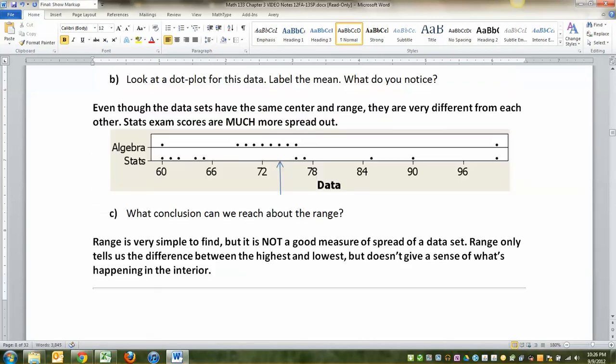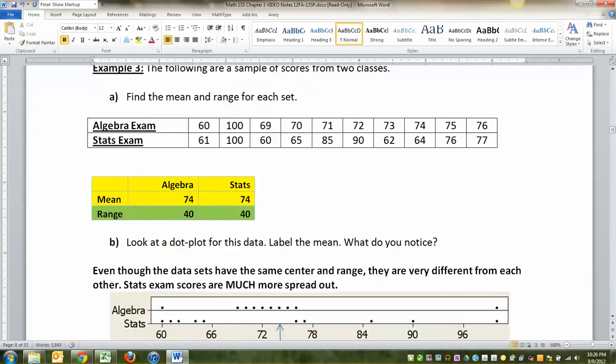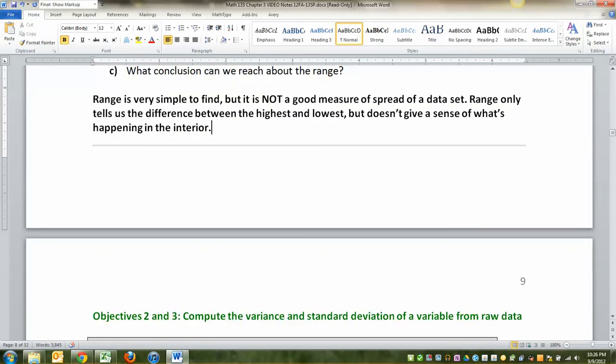All right. We've done range. We've found out how to find it, and we will move on from there next time to talk about the variance and standard deviation. See you then.